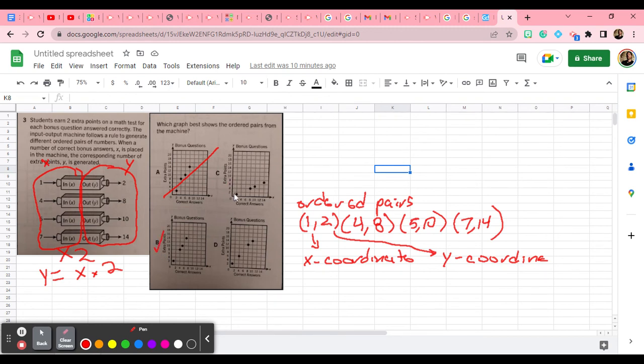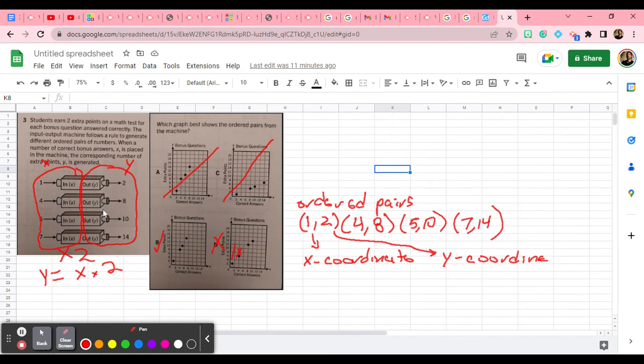Let's just double check the others to make sure that we have this right. C is 1, 1. Okay, we don't have that, so that's not right. And D is 1, 2. Okay, so that looks good. 1, 2. 4. Oh, but we're only 4, 6, so that's not right. Okay, so D is out. Okay, so our answer would be B.